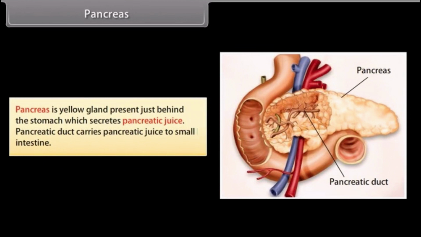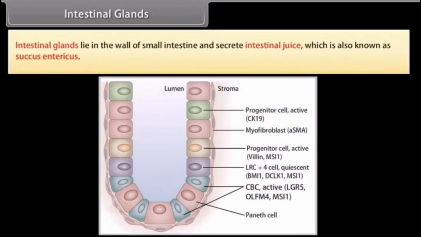Pancreas. Pancreas is yellow gland present just behind the stomach which secretes pancreatic juice. Pancreatic duct carries pancreatic juice to small intestine. Intestinal glands. Intestinal glands lie in the wall of small intestine and secrete intestinal juice, which is also known as succus entericus.